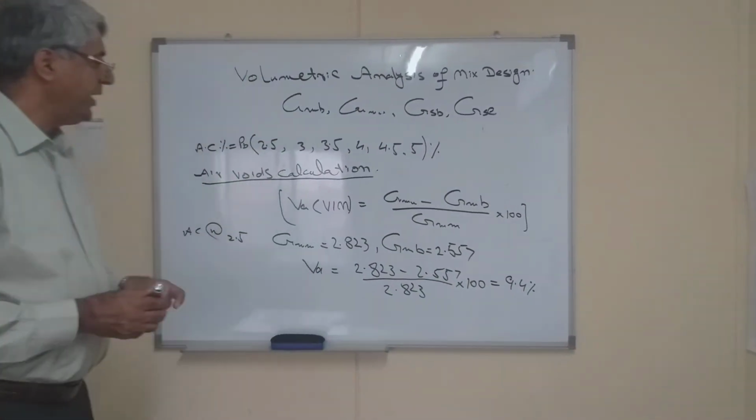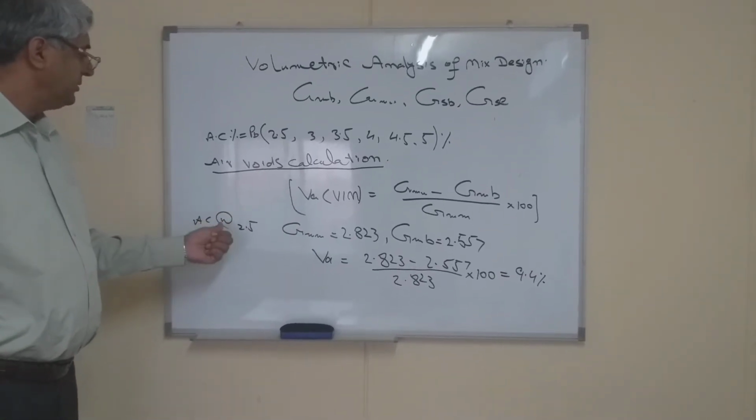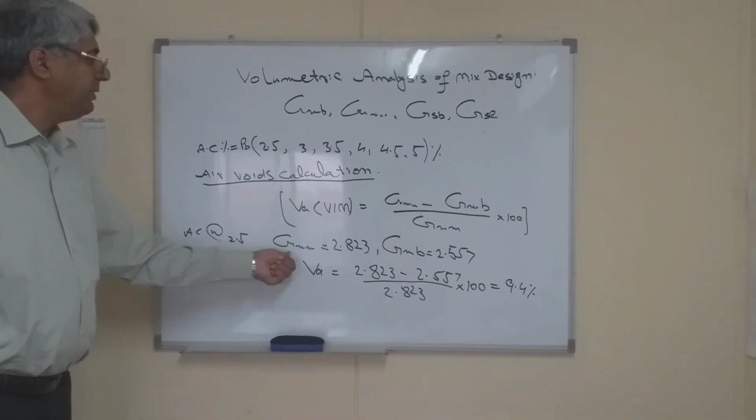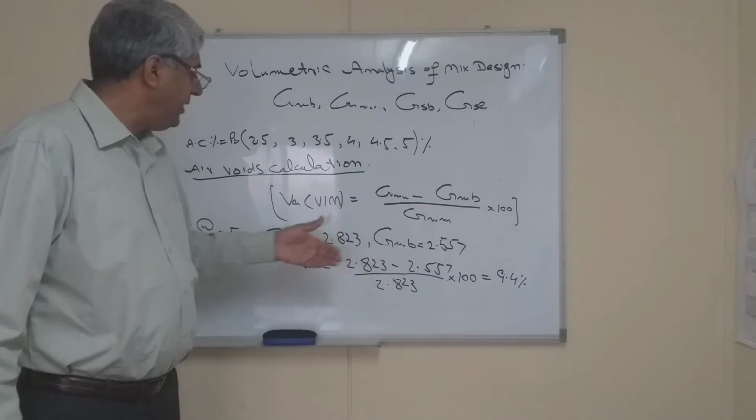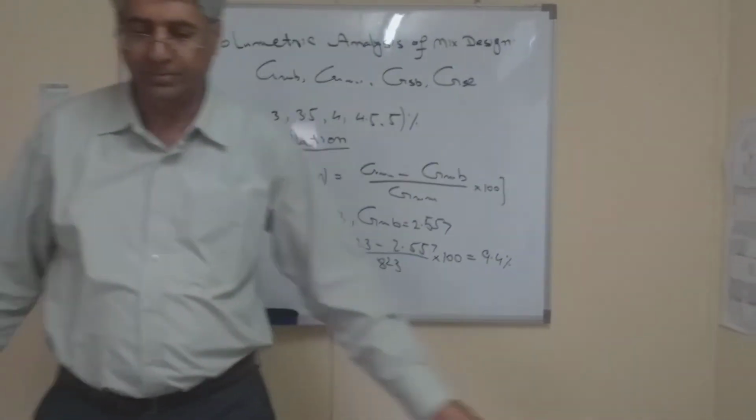As I have shown you over here in this calculation, keep this in mind, I will show you in my slide. At each asphalt content, we have the value of GMM, and we have the value of GMB, and in this way we will calculate the value of air voids. Just I will show you.